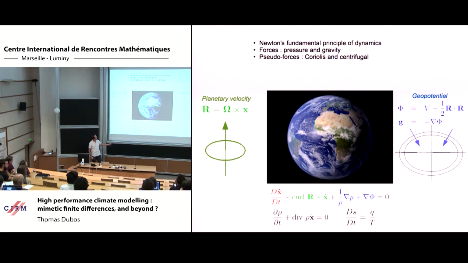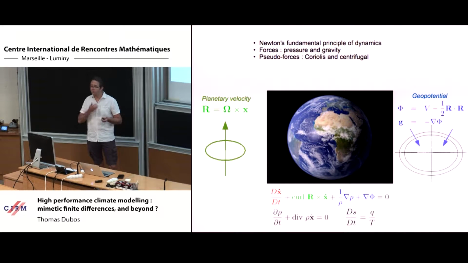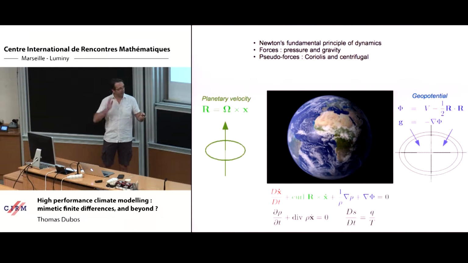So R is the velocity of the planet itself, the velocity field, solid body rotation. And the curl of R is twice the rotation rate of the planet. So that's the Coriolis term, 2 omega cross velocity. That's the fluid velocity. And in addition to this Coriolis term, we have a centrifugal term, which also derives from a potential. So you can put it together with the gravitational potential to form what's called the geopotential.